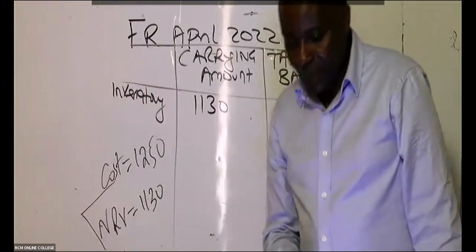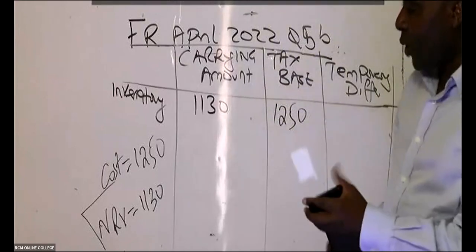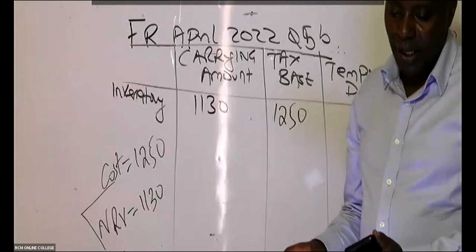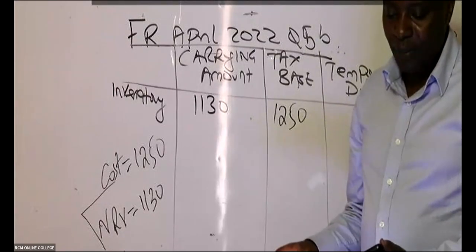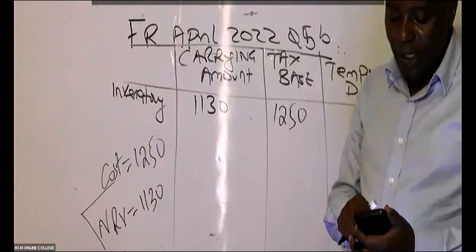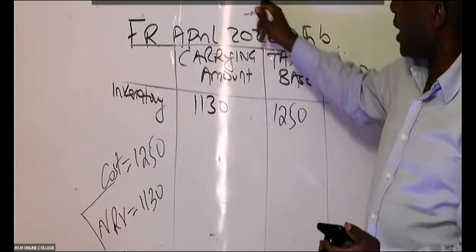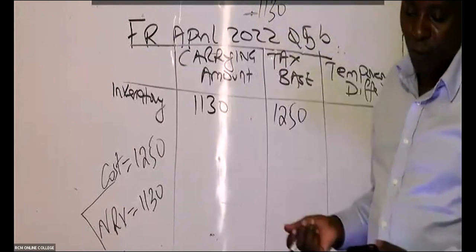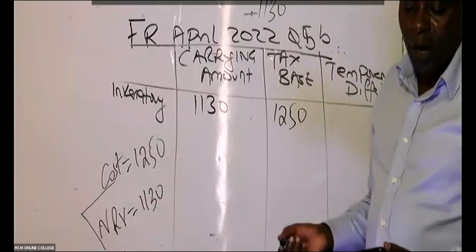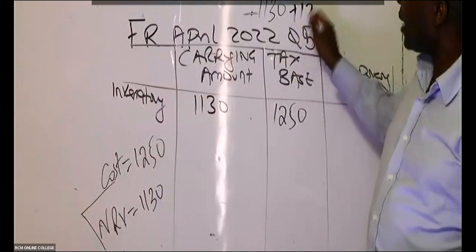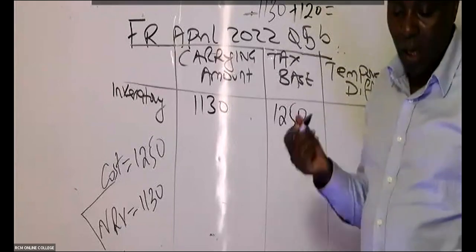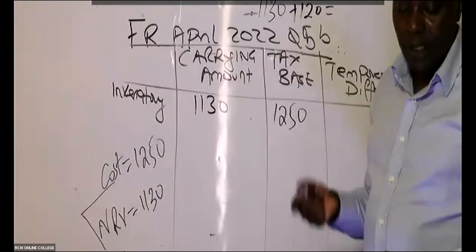I repeat again, somebody is saying repeat again. Do you have the question paper? Because you have a question paper, I think it's a straightforward thing. You see here, we have this 1130. 1130 is after the write-off. A write-off of how much? 120. So if you add back that 120, then you'll be able to get that 1250. 1250 is the cost.